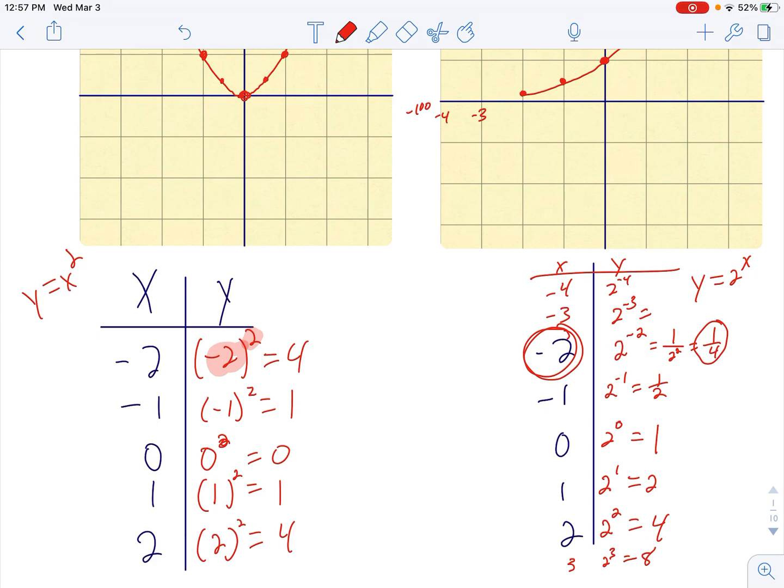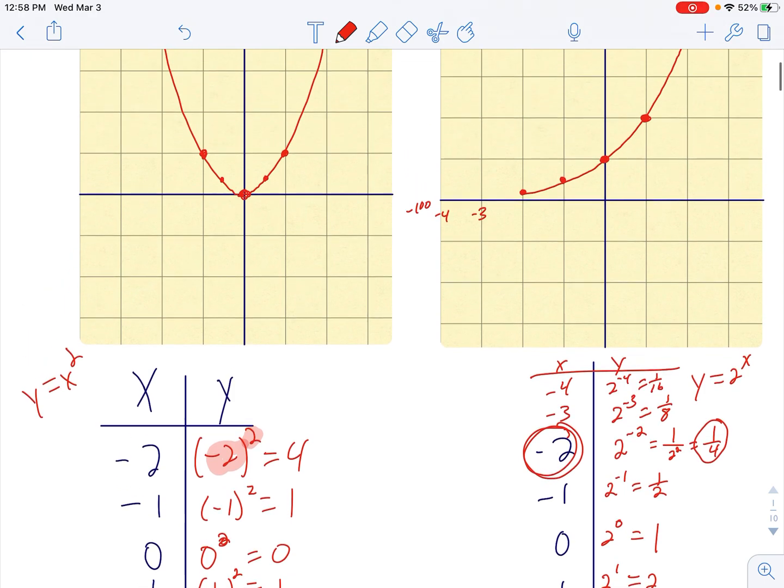And to work this out, I've kind of run myself out of room here. I'm just squeezing stuff in. 2 to the negative third works out to be 1/8, and 2 to the negative fourth works out to be 1/16. Now what's 1/8? 1/8 is half as big as the previous point right there, or half as high. 1/16 is half as high as that.